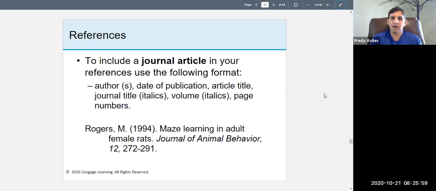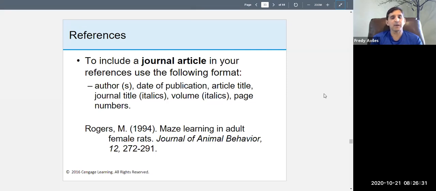Okay, so again, you have the author's last name, the first initial, the year in which it was published in parentheses, and then the title of the article. It starts with a capital, all the rest is lowercase. And then you have the title of the journal. That is in italics, and for the journal, every major word starts with a capital. So the journal title is a little bit different. And then you have a comma. Then you have the volume, and then a comma. The italics goes all the way until the comma after the volume.